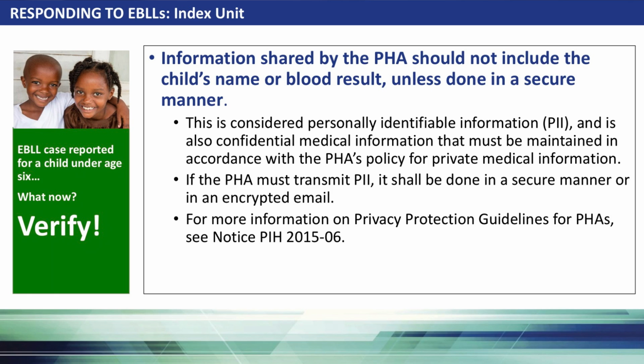In many of the EBLL response steps to follow, owners and PHAs may share quite a bit of information, whether with residents, healthcare providers, local health departments, or the HUD Field Office. However, any communication containing the child's name or blood result must be transmitted in a secure manner, for example, an encrypted email. This is considered personally identifiable information, or PII, and it is also confidential medical information that must be maintained in accordance with the PHA's policy for private medical information.